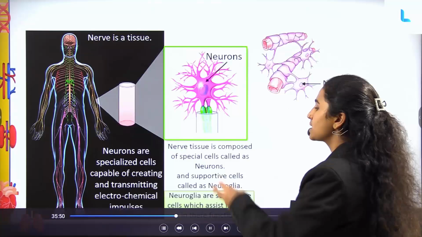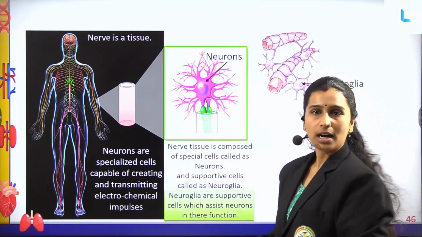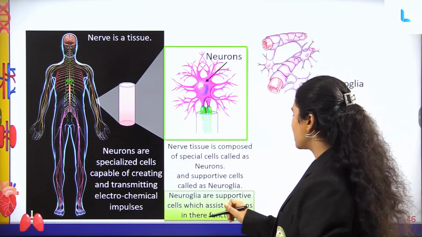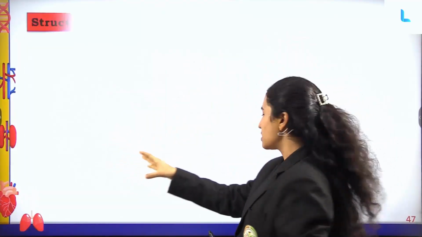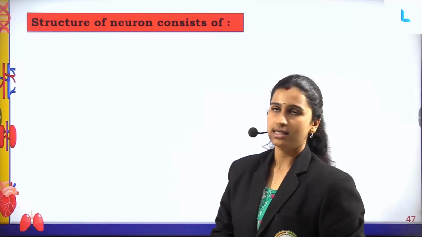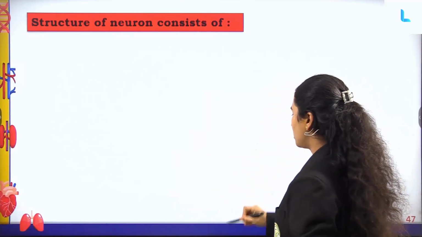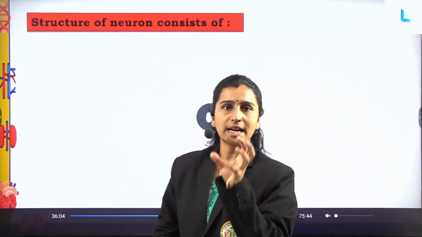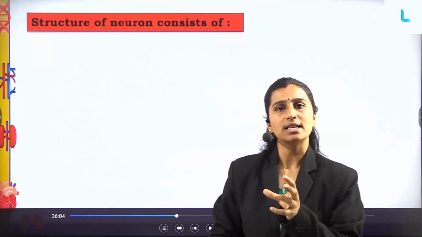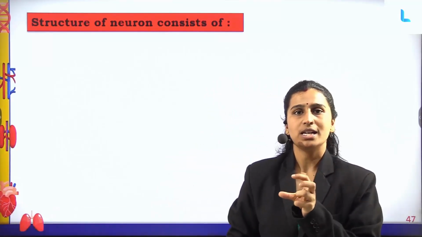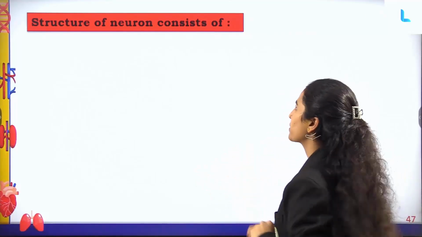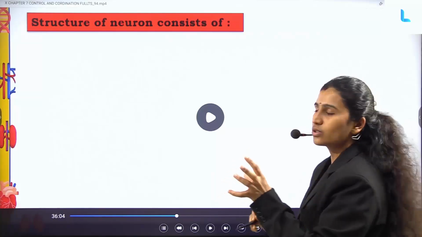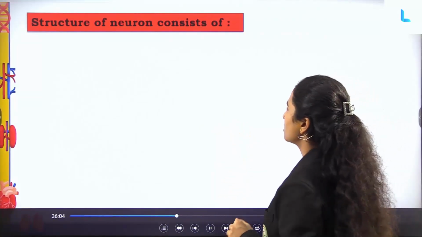So neuroglia will support the cells and they will assist the neurons in their function. The functions which are performed by neurons are assisted by the neuroglia cells. Okay, so if we are writing our answer, we are going to support our answer with a few examples, isn't it? Very similarly, those examples given to the neuron will be by neuroglia. So this is how the neurons and neuroglia are coordinated with each other.